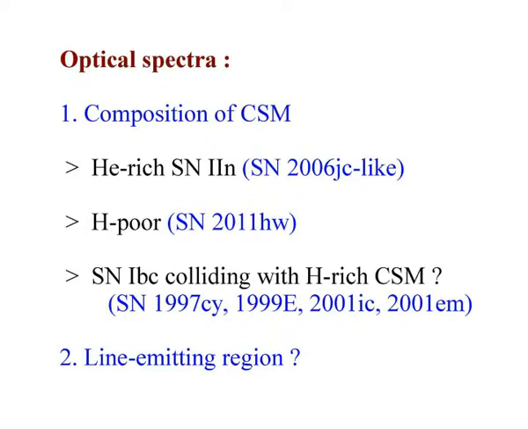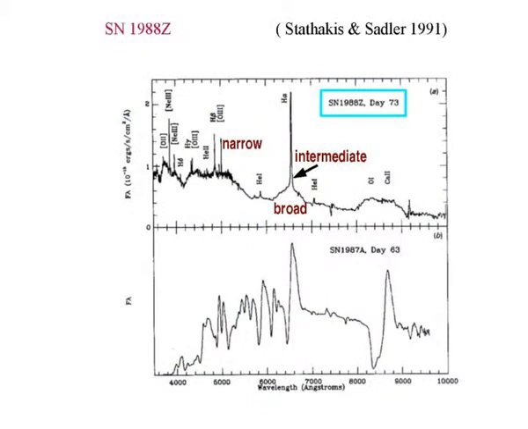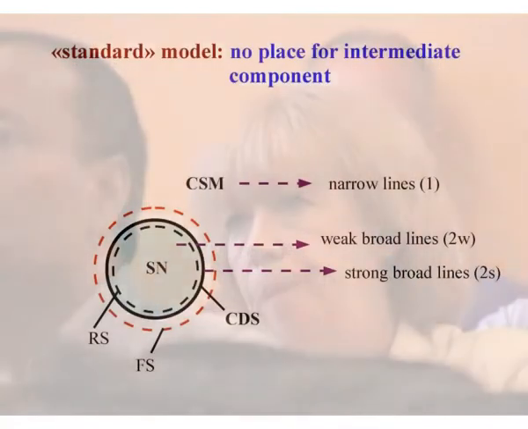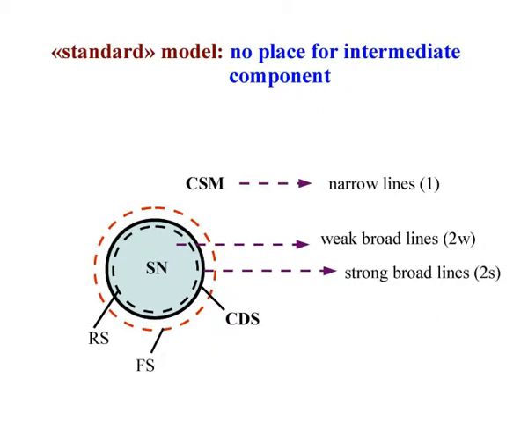Line-emitting region. We already showed the spectrum and talked about the intermediate component. And I should say that the standard model of interaction of supernova with smooth wind has no place for an intermediate component. Indeed, in this situation, we observe two shocks, a forward shock propagating into circumstellar material and a reverse shock propagating into the ejecta. The ejecta material flows into the reverse shock and piles up at the contact discontinuity.